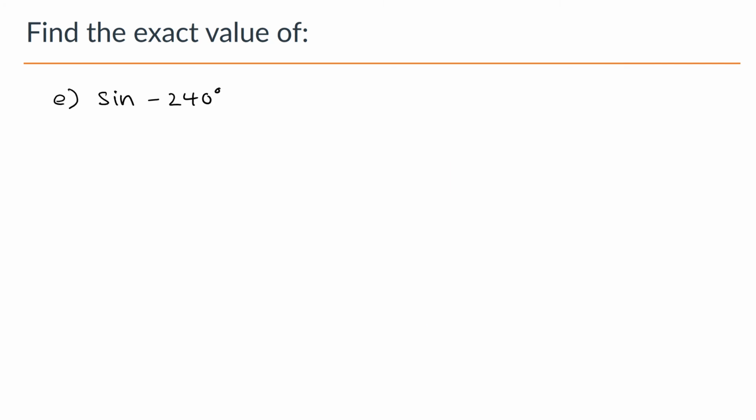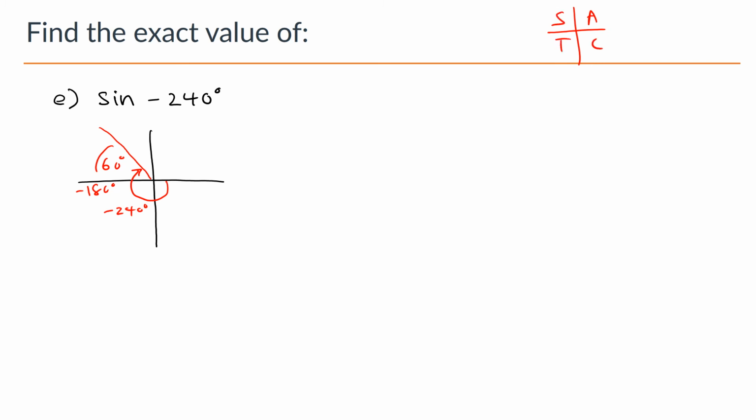As the next one, we're going to find sine of negative 240. Again, you can see this angle is in the second quadrant. This is negative 240. We're going to compare this with negative 180. So the reference angle is going to be 60. According to ASTC, this is a sine in the second quadrant, so that means it has to be positive.